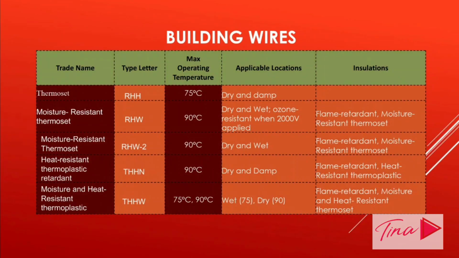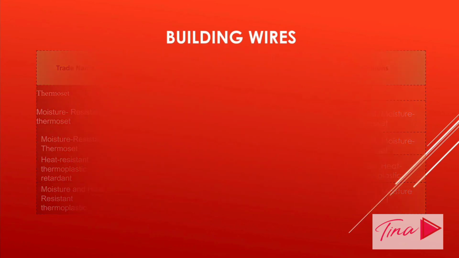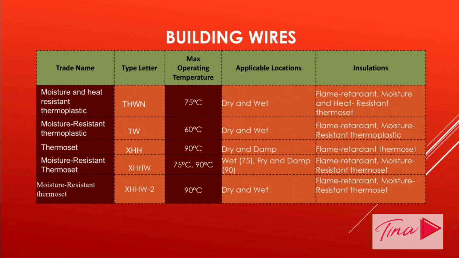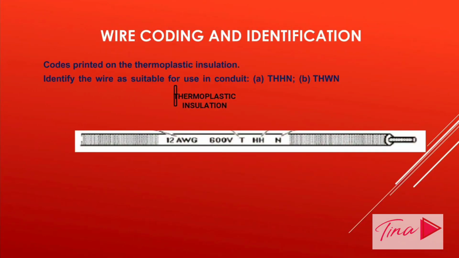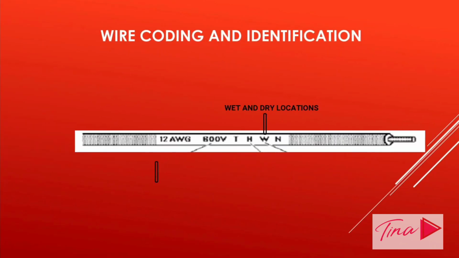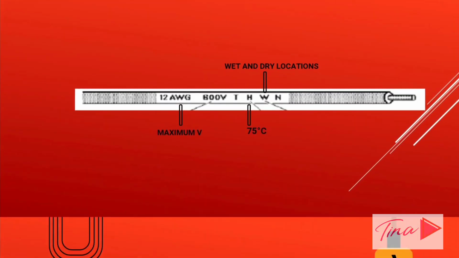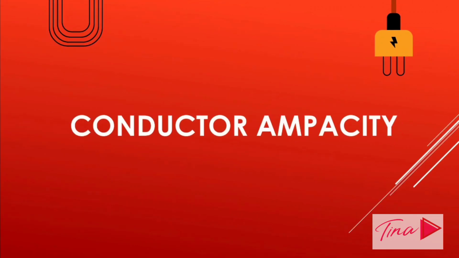Now, here is a table of conductor application and insulation. You may take your time to pause the video and understand the contents of the table. Now we have the wire coding and identification. Codes printed on the thermoplastic insulation identify the wires as suitable for use in conduit. So we have here in A, THHN, and in B, there is THWN, as you can see in the picture. We are now approaching the end.